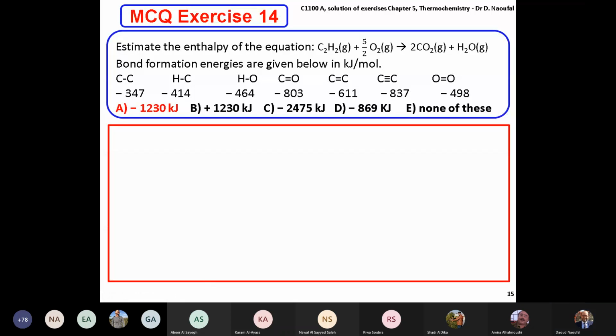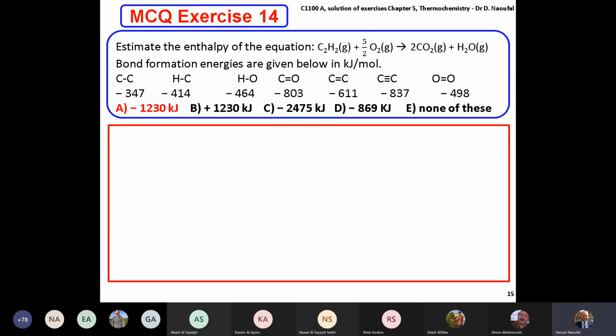Exercise 14. Calculate the enthalpy of the equation C2H2 gas plus 5/2 O2 gas that gives 2CO2 gas and H2O gas. This is the combustion of C2H2, given the bond energies in kilojoule per mole.